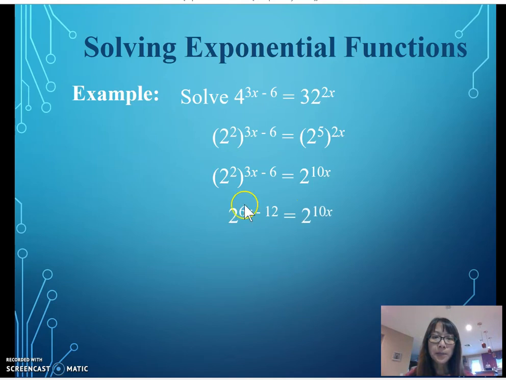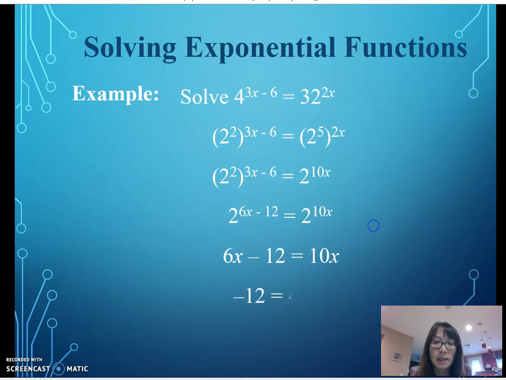We multiply it out. Notice the 2 in the exponent gets distributed to the 3x minus 6 to get 6x minus 12. And then on the right-hand side, it's 2 to the 5th power to the power 2x, so multiply the 5 and the 2 to give us the 10x in the exponent. Notice again that pattern, the bases are the same, the base being 2, so we can set the exponents equal to each other. And then we solve for x. And we get the solution -3.